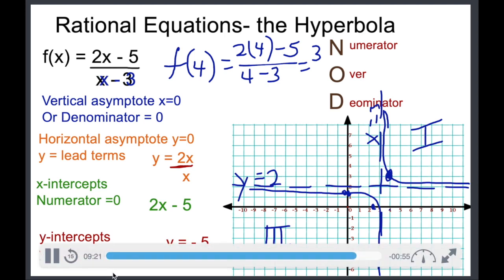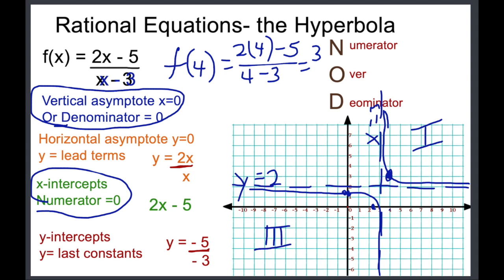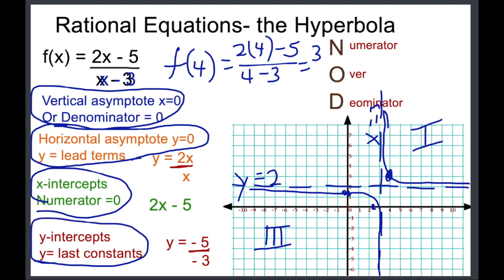So we can do any graph of a hyperbola by understanding that the numerator tells us one thing, the x-intercepts. The denominator tells us only the vertical asymptote. The lead terms tell us an important part of the hyperbola, which is the horizontal asymptote. And the last terms, which are the constants, show us the y-intercept. So with those points, and then I had to find one more point over here at 4, I could determine that the shape of this hyperbola was a first and third quadrant shape.